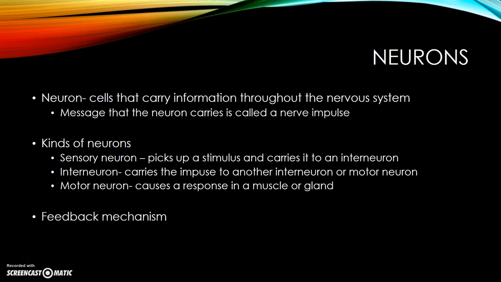So if you touch something hot, the motor neuron will say, get your hand away from that, and it'll move your muscles to get your hand away from it. That's another word for a feedback mechanism, which is what we talked about in the lab today, basically, and you're going to have to be able to explain what those are in a second.